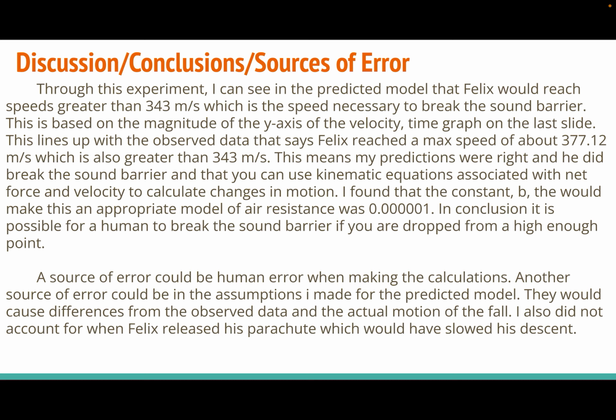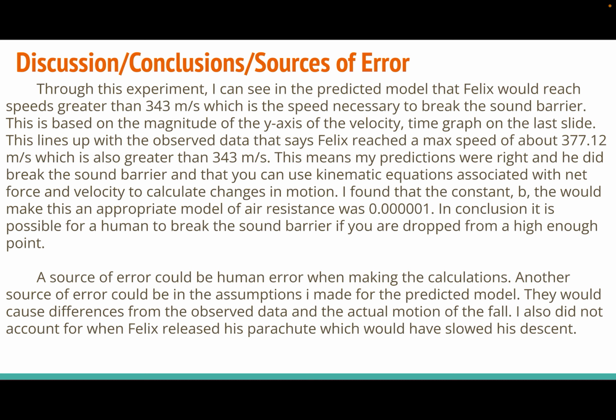This is based on the magnitude of the y-axis of the velocity-time graph on the last slide. This lines up with the observed data that says Felix reached a max speed of about 377.12 meters per second, which is also greater than 343 meters per second. This means my predictions were right and he did break the sound barrier, and that you can use kinematic equations associated with net force and velocity to calculate changes in motion.